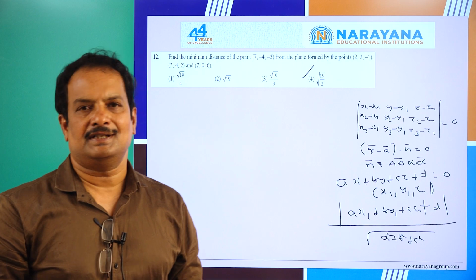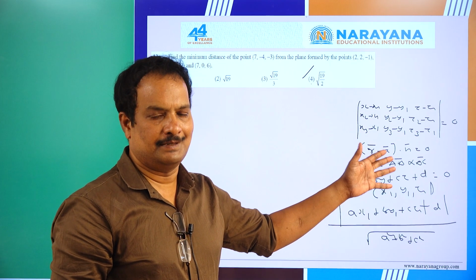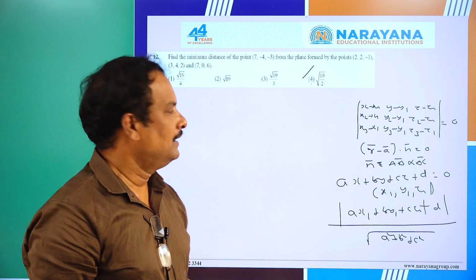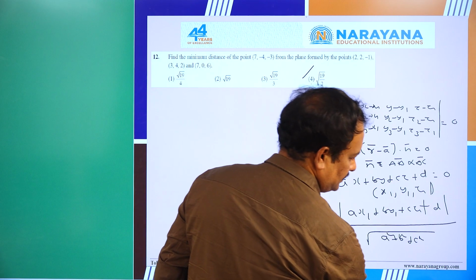So one is the plane equation, either by 3D concept or vector algebra concept, and once you get the plane equation, find out the perpendicular distance from the point to the plane, and that's how we are supposed to solve this problem. Now let's go for the next question.